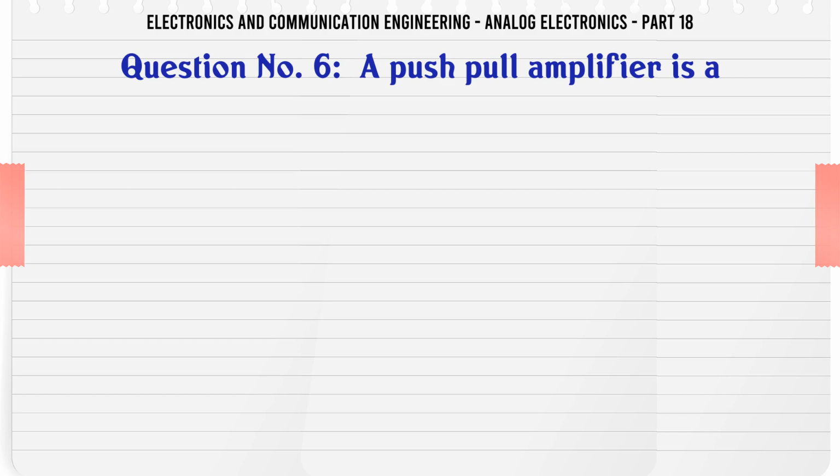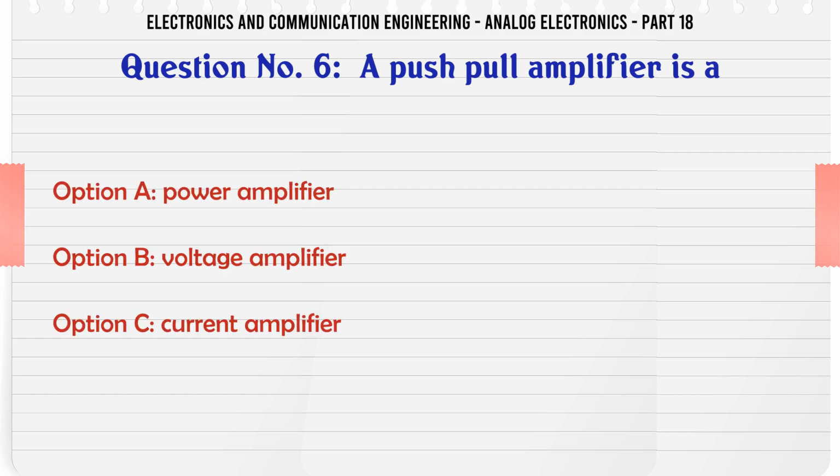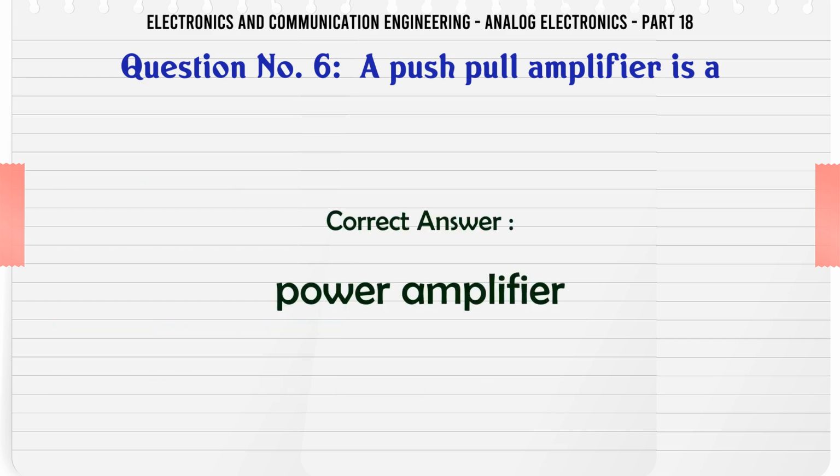A push-pull amplifier is A. power amplifier, B. voltage amplifier, C. current amplifier, D. both power and current amplifier. The correct answer is power amplifier.